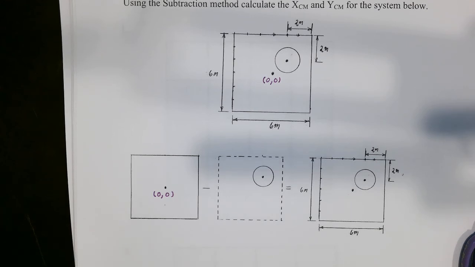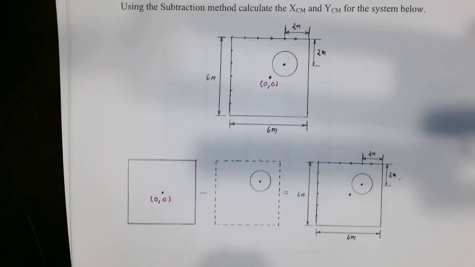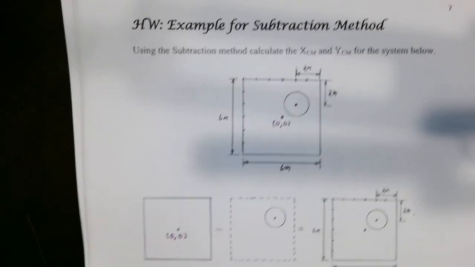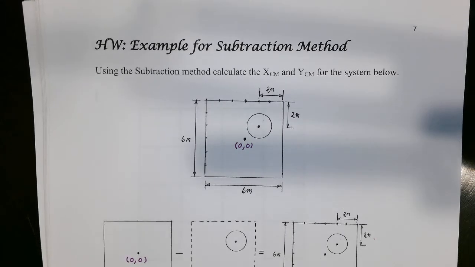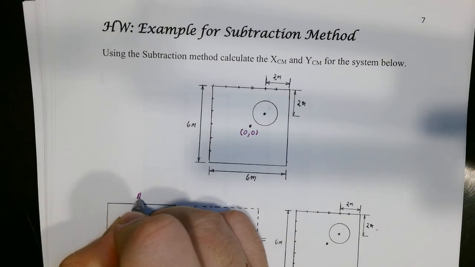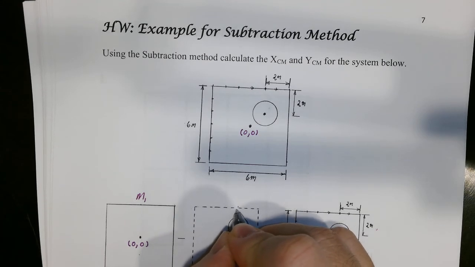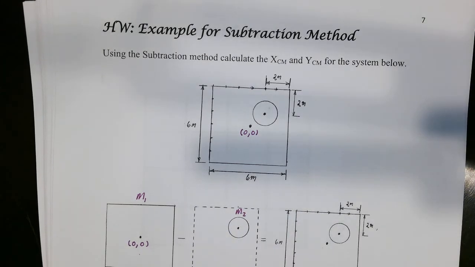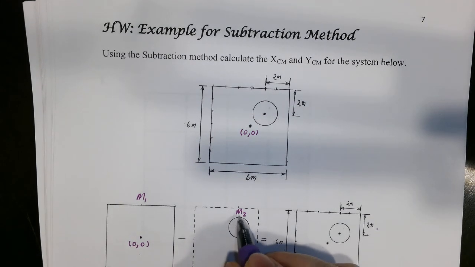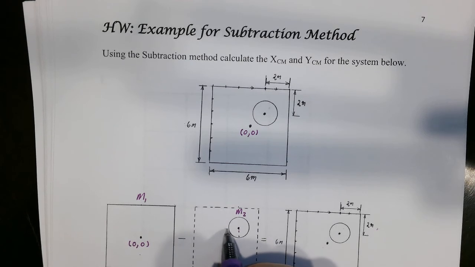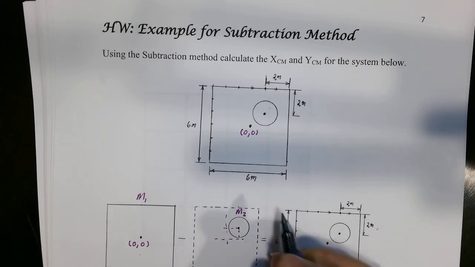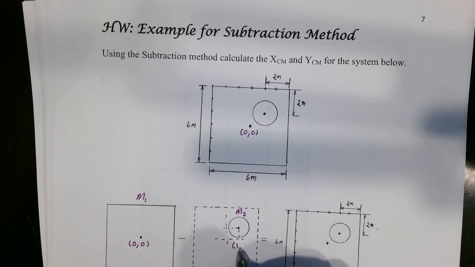All right. How are we doing? Good. All right. Think about this as M1. Think about this as M2. Okay? The center of mass of this is actually 1, 1, right?